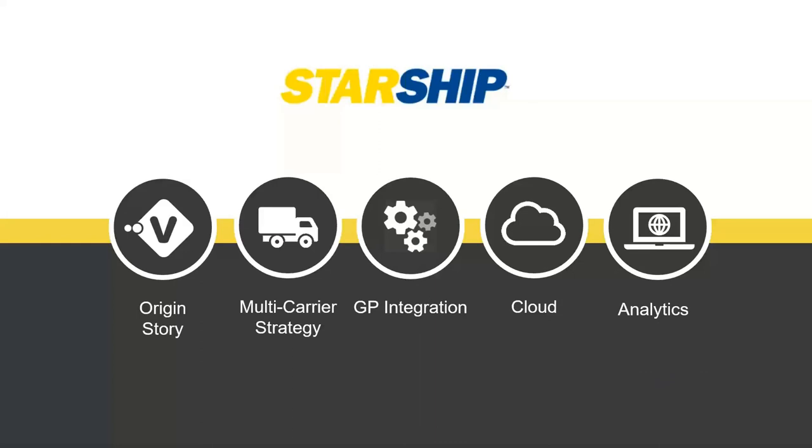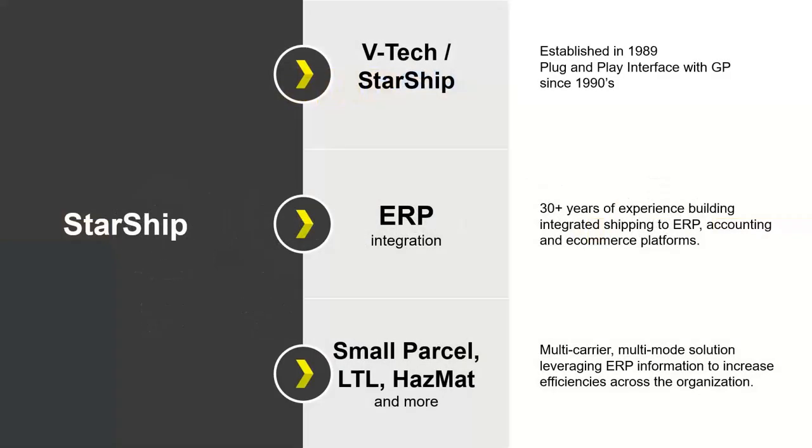We're going to talk a little bit about the origin story, VTech and StarShip, and where it all came from. We'll talk about the multi-carrier strategy, some of the features and benefits, and the GP integration itself. We'll talk about why cloud, which is a lot of what you may be hearing in the digital transformation journey a lot of customers are taking to get into the cloud, and then some of the analytics around StarShip. So again, really brief: StarShip was born in 1989.